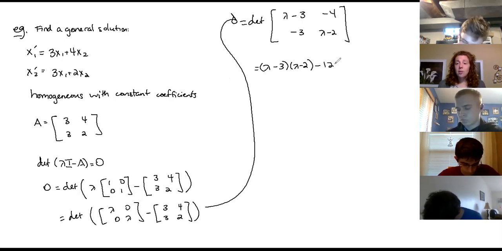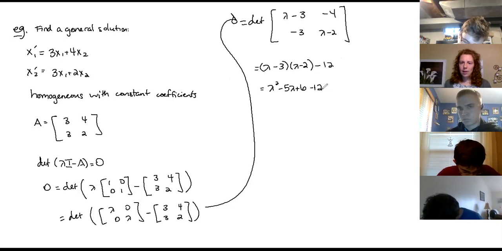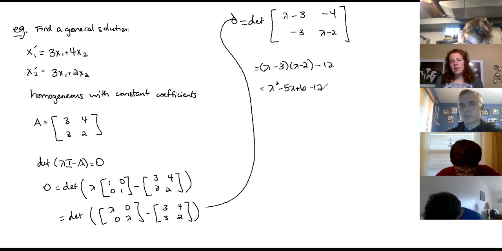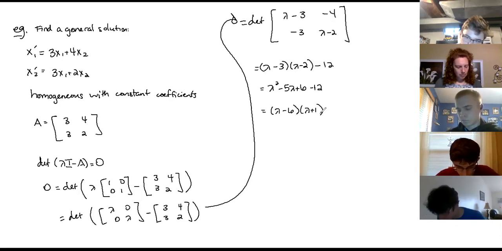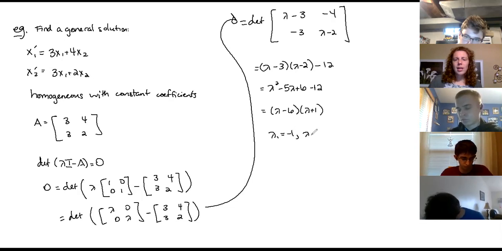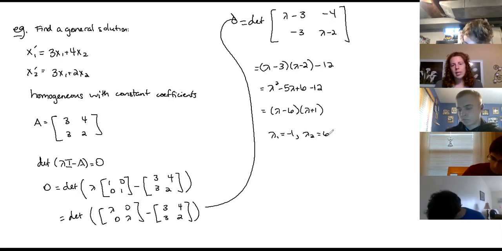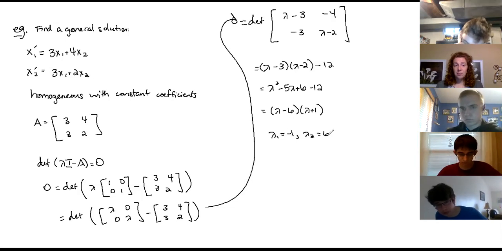This is supposed to be equal to 0, so I'm going to need to do some foiling and combining. So lambda squared minus 5 lambda plus 6 minus 12. And if I factor, this is lambda minus 6 times lambda plus 1. It doesn't matter which is which, so let's go with lambda 1 equals negative 1 and lambda 2 equals 6.